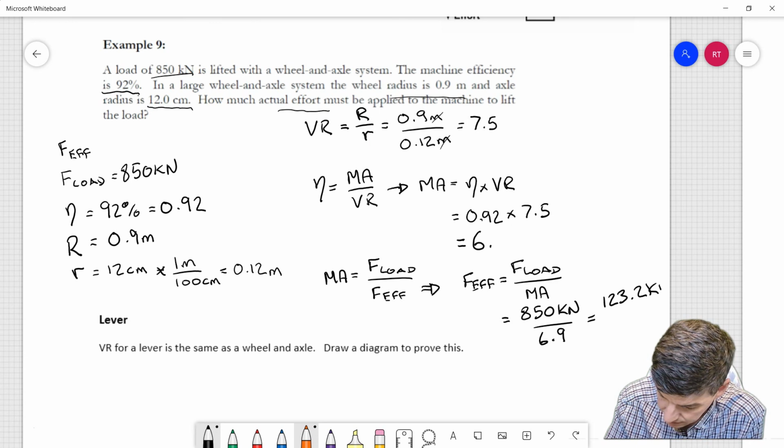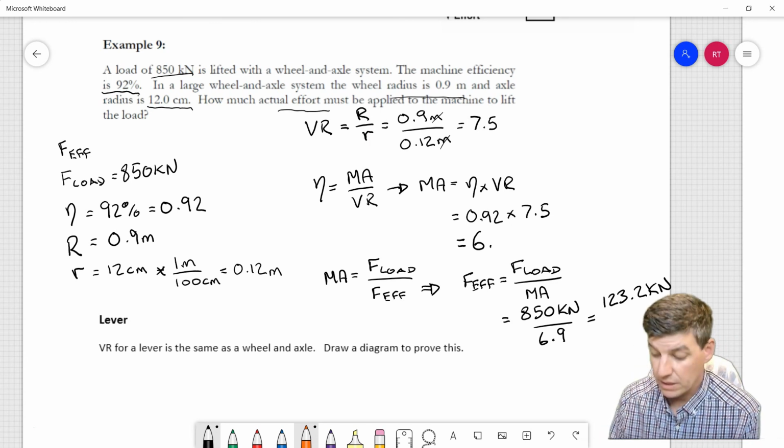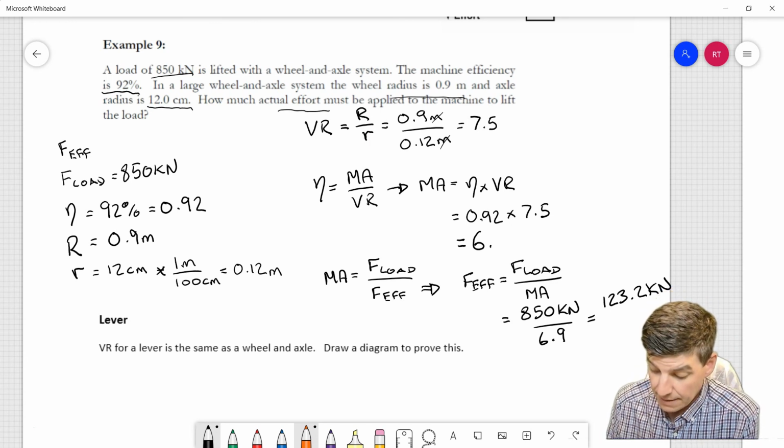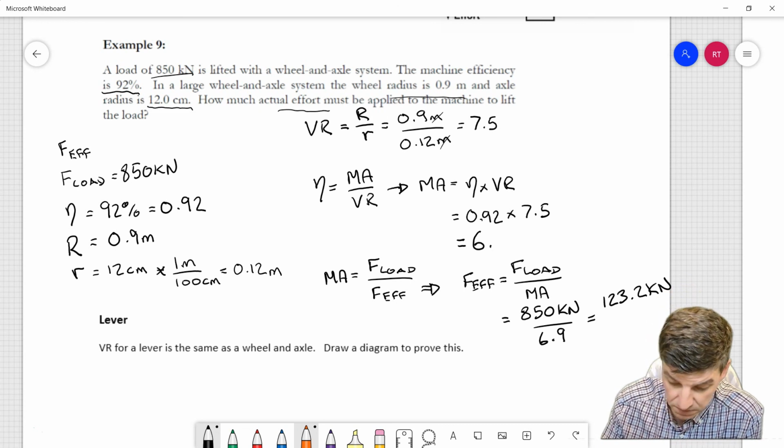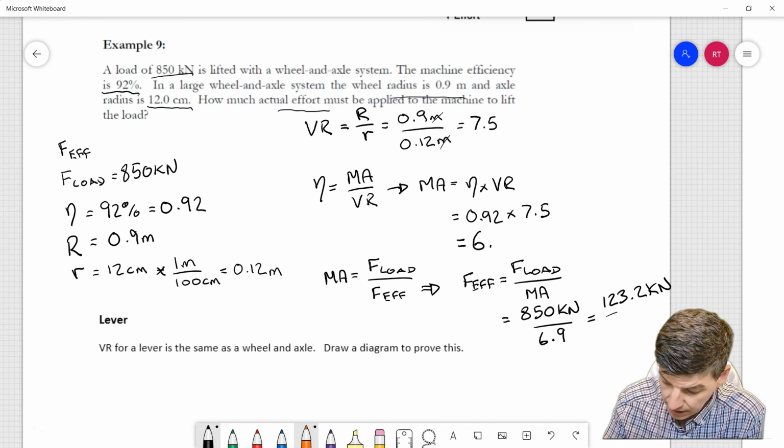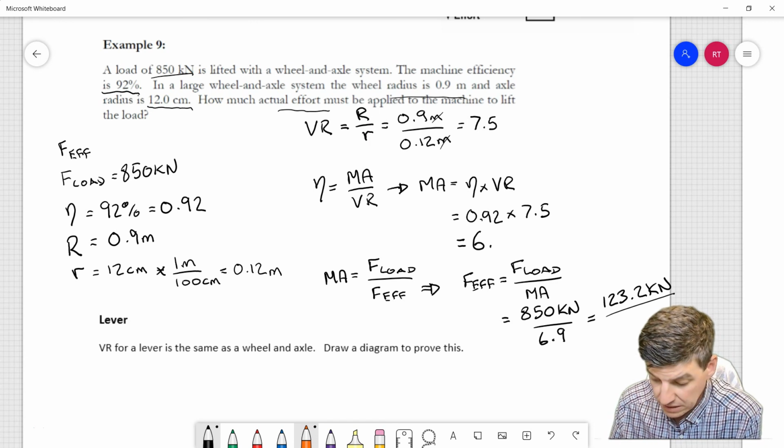123.2 kilonewtons. Watch out down there: the problem didn't specify a unit, so that's okay. Looks like that would be my final answer.